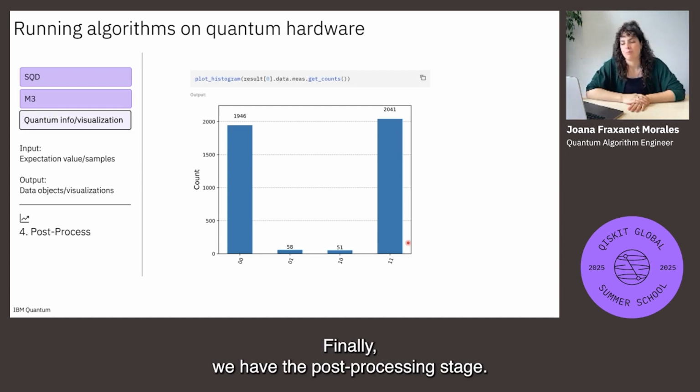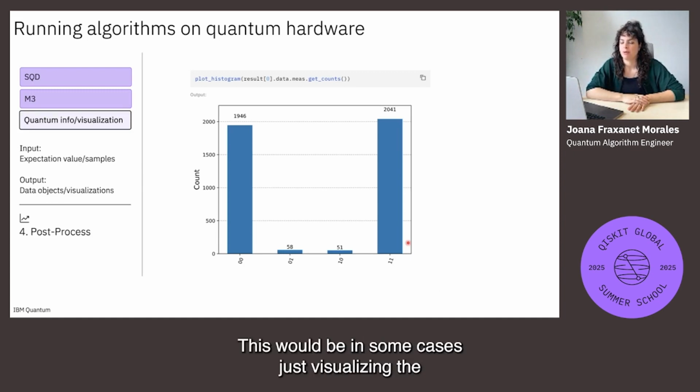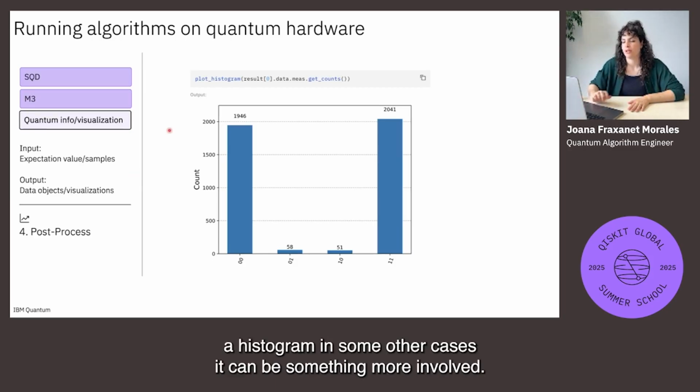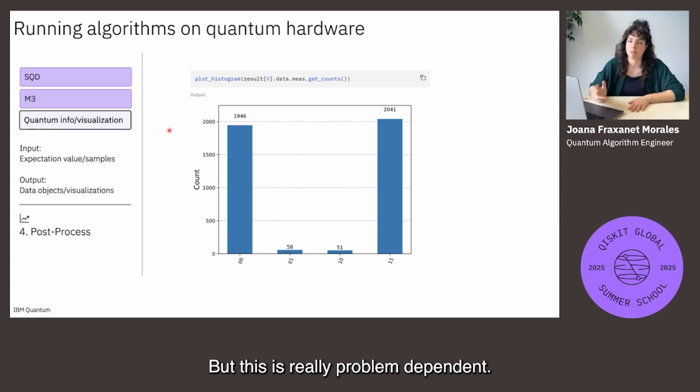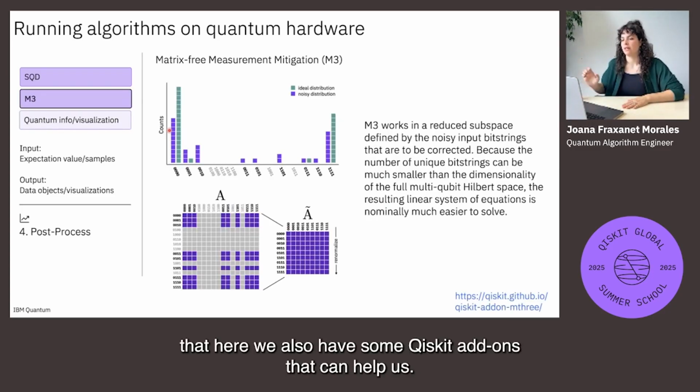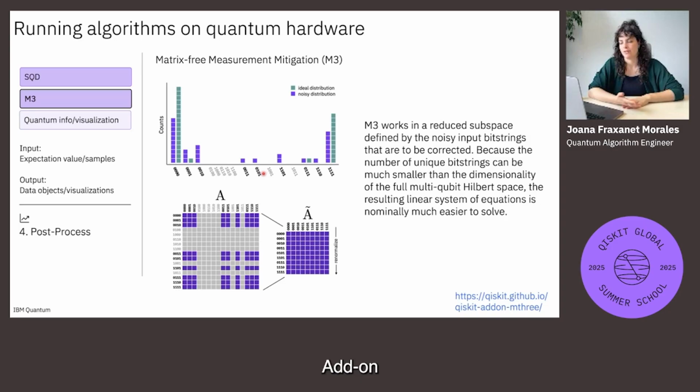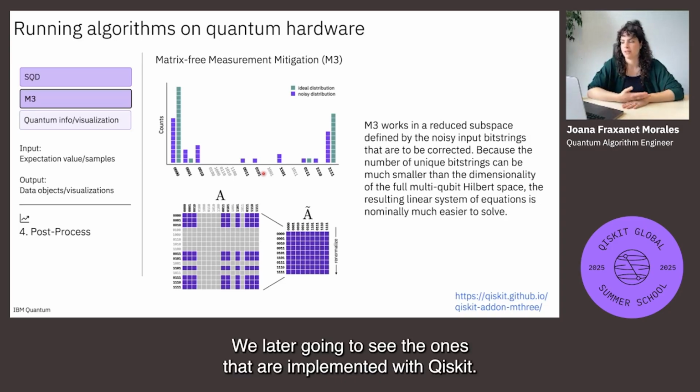Finally, we have the post-processing stage. This would be, in some cases, just visualizing the results of the circuit, and you can see here a histogram. In some other cases, it can be something more involved, but this is really problem dependent, so I'm not going to go into detail. Just to say, though, that here we also have some Qiskit add-ons that can help us. One of them is an error mitigation technique that is implemented as a Qiskit add-on. We're later going to see the ones that are implemented with Qiskit.